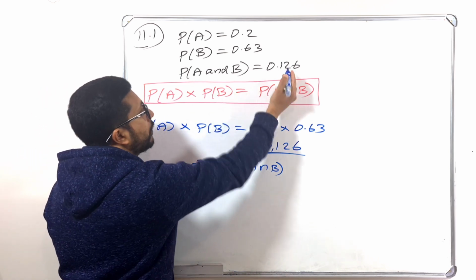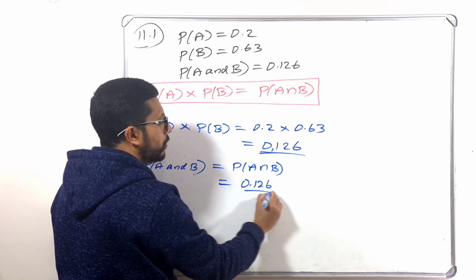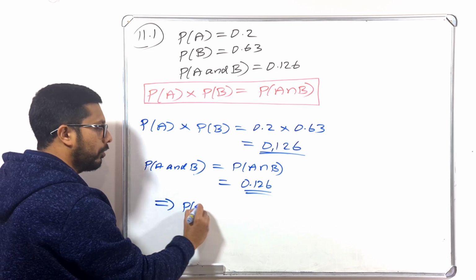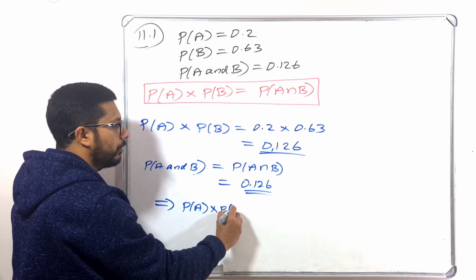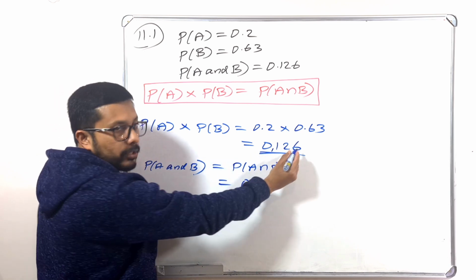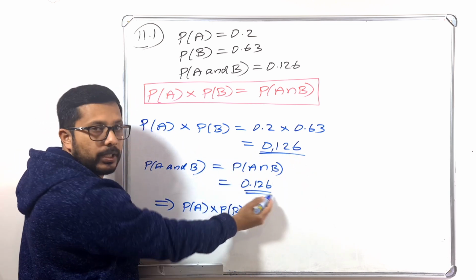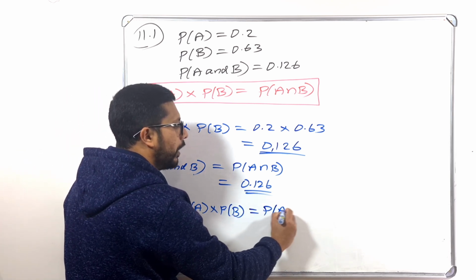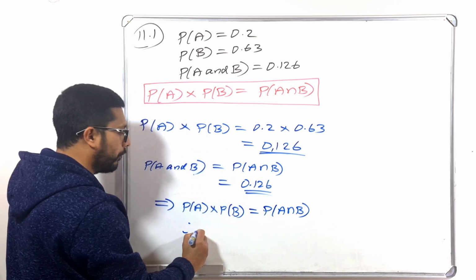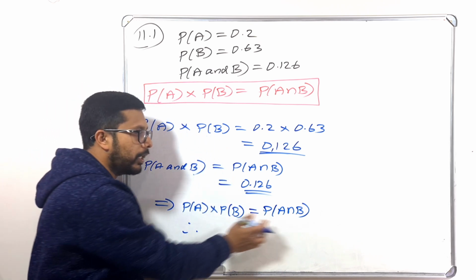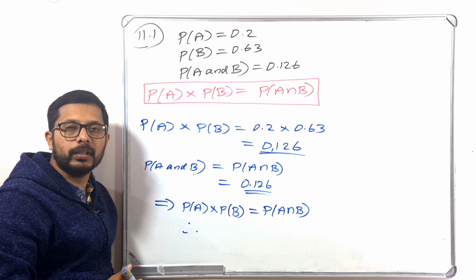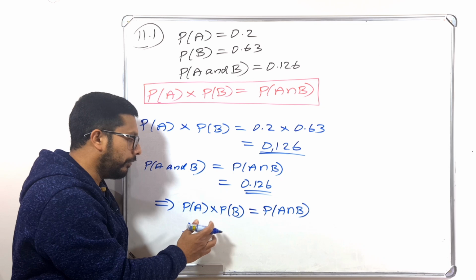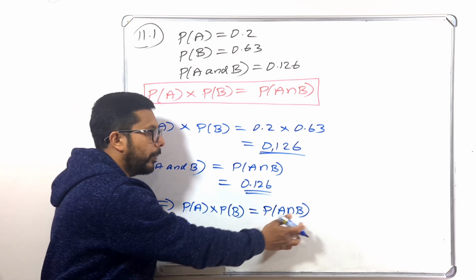And what is the answer given? 0.126. So what is the meaning of that? It implies that probability of A times probability of B is 0.126, and probability of A intersection B is 0.126. Probability of A times probability of B is probability of A intersection B. Therefore, what do you have to write? Left side and right side are equal. So what can you say? Therefore, A and B are independent events.